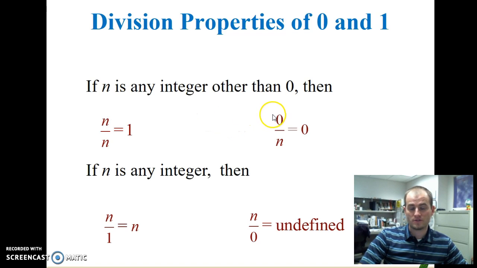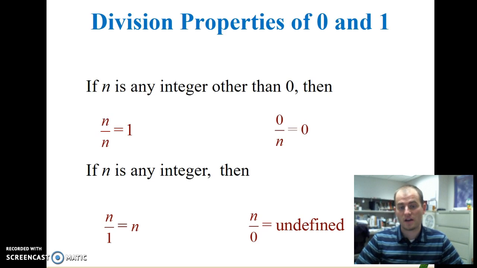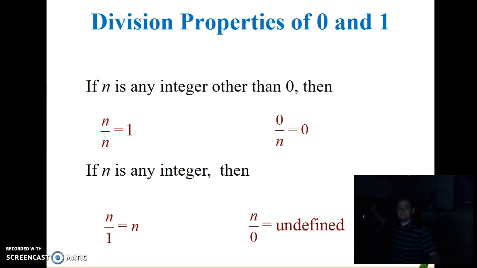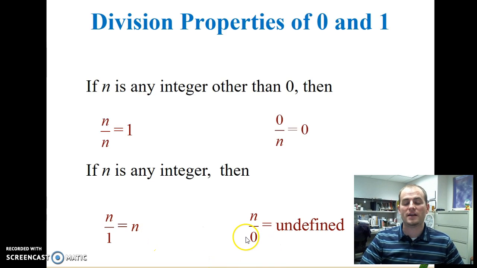The second one is 0 divided by any number is 0. 0/4, 0/3, 0/6, 0/10 is the same thing as 0. Okay, any number divided by 1 is itself. So 6/1 is the same thing as 6. 3/1 is the same thing as 3. 4/1 is the same thing as 4. And the last one, any number over 0 is undefined. 6/0 is undefined. 7/0 is undefined. You can't break a number down by 0. You can't divide by 0.